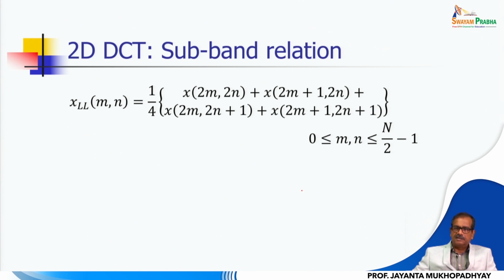Instead of considering equivalent spatial domain operations, we look at one-to-one operations in the DCT domain, and see how the coefficients are related. There is a theory called subband DCT theory. I will just give the results of that theory, the relationships, and explain how this kind of relationship holds.